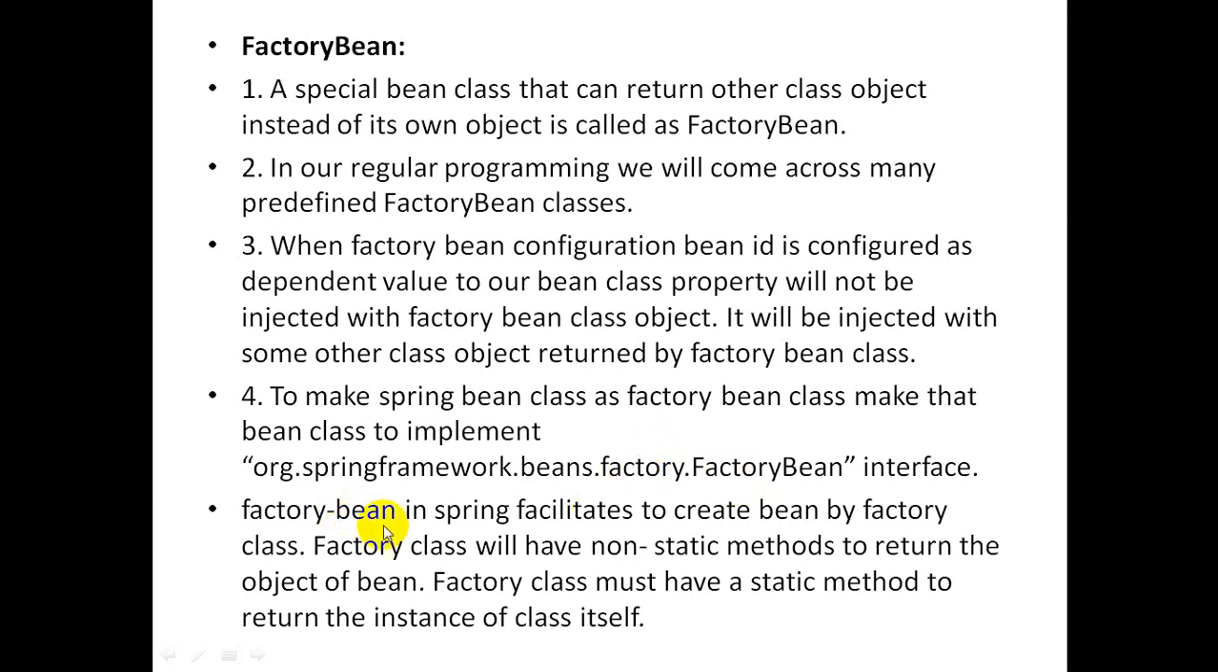Factory bean: Spring facilitates creating a bean by a factory class. A factory class will have non-static methods to return the object of a bean. A factory class must have a static method to return the instance of the class itself. So basically, it is not mandatory for a factory class to return some other class's object. It can also have a method to return its own class objects. If it returns its own class object, that method should be a static one. If it is returning some other class's object, then that method should be an instance one.